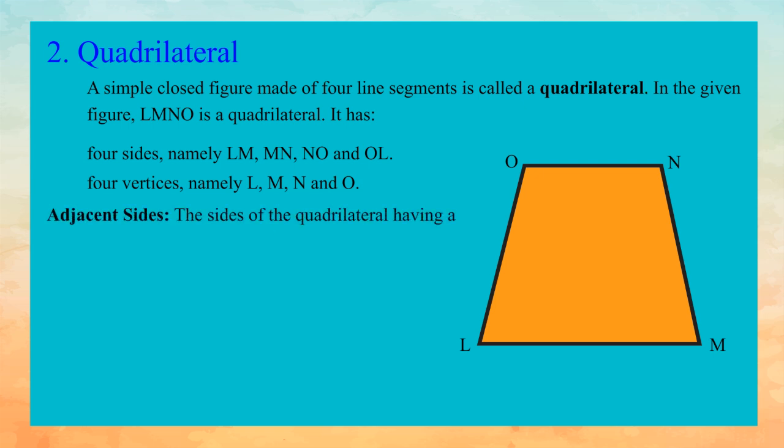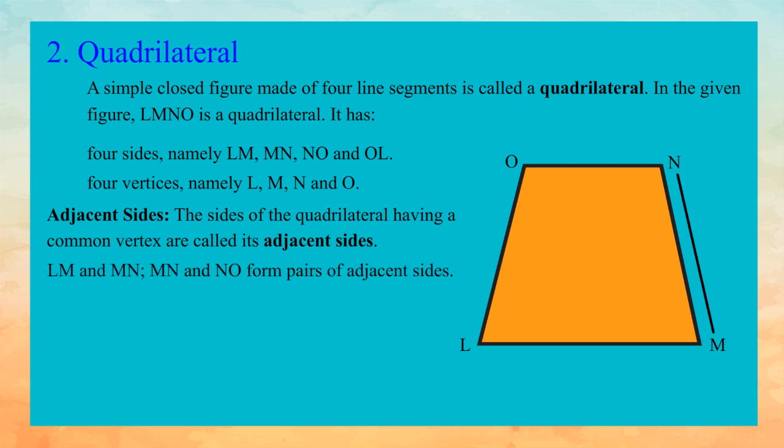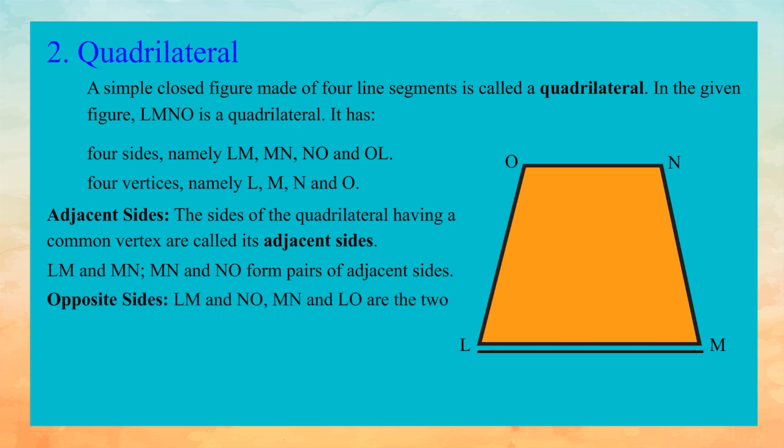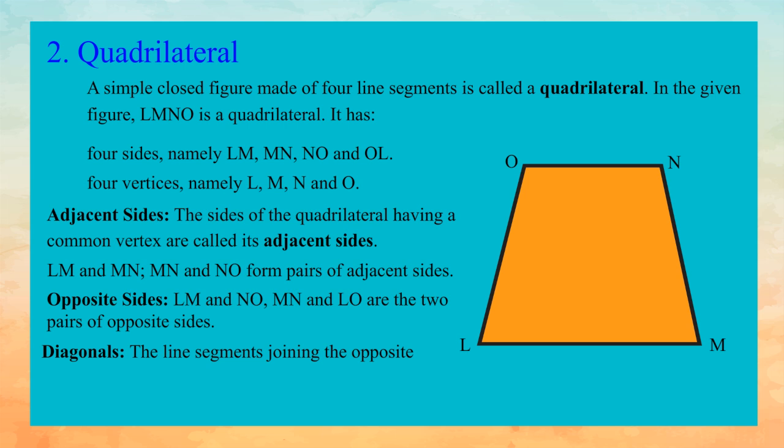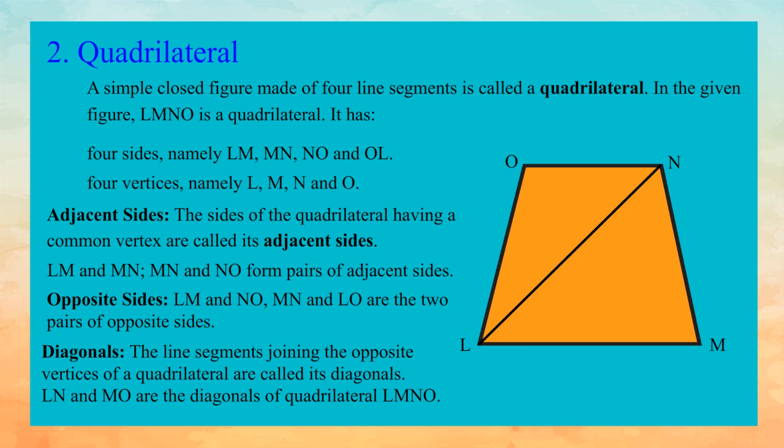Adjacent sides: the sides of the quadrilateral having a common vertex are called its adjacent sides. LM and MN, MN and NO form pairs of adjacent sides. Opposite sides: LM and NO, MN and LO are the two pairs of opposite sides. Diagonals: the line segments joining the opposite vertices of a quadrilateral are called its diagonals. LN and MO are the diagonals of quadrilateral LMNO.